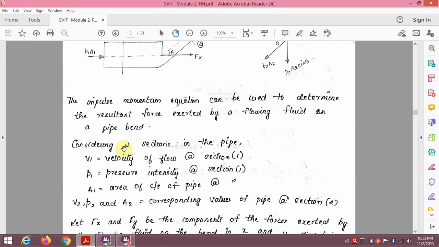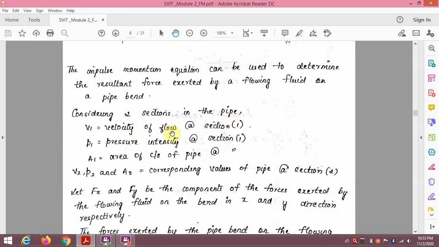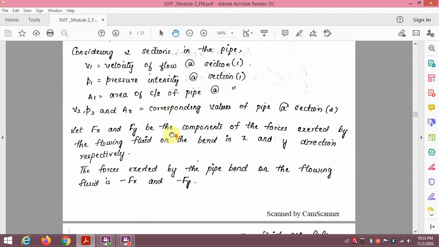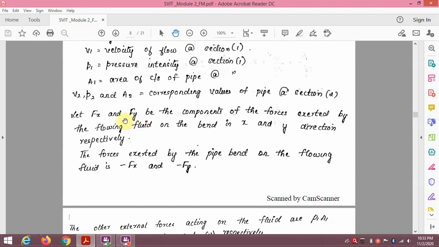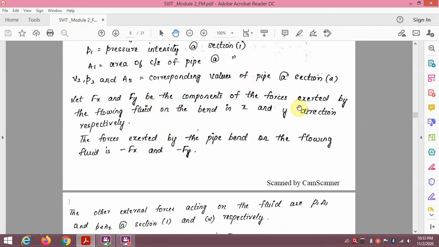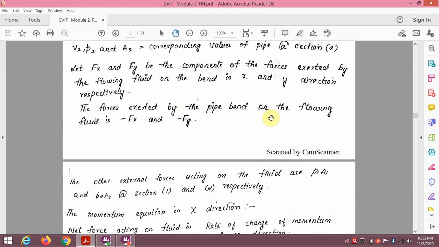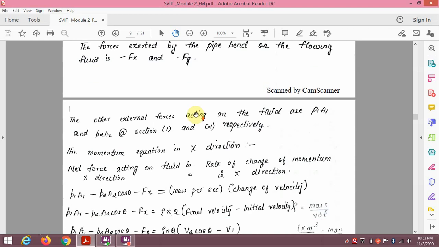the piping bend. So consider two sections in the pipe, where V1 is the velocity of flow at section 1, P1 is the pressure intensity at section 1, and A1 is the area of cross section at section 1. Similarly, V2, P2 and A2 are the corresponding values at section 2. Let Fx and Fy be the components of the force exerted by the flowing fluid on the bend in x and y direction respectively. The force exerted by the bend on the flowing fluid is minus Fx, minus Fy.